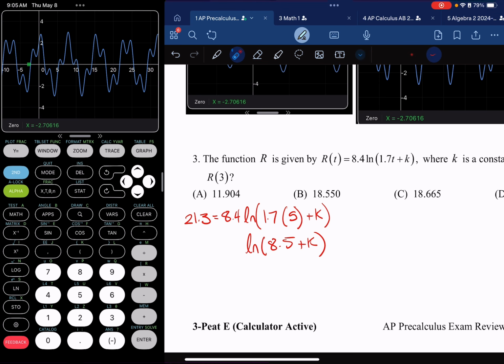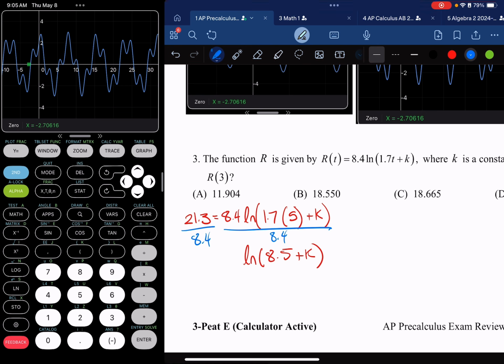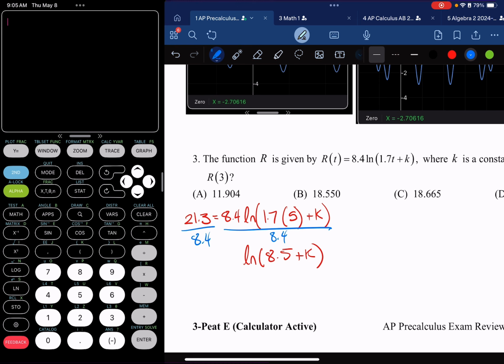And I want to get rid of this 8.4. So really what I'm doing here, let me show some more work. Let's grab that. There we go. So I'm really dividing both sides by 8.4. That doesn't look yummy. That's why we have a calculator. What is 21.3 divided by 8.4? It's that number, which I'm just going to do to 3 decimal places for now. I'm just going to say that's 2.536 is equal to all of this.